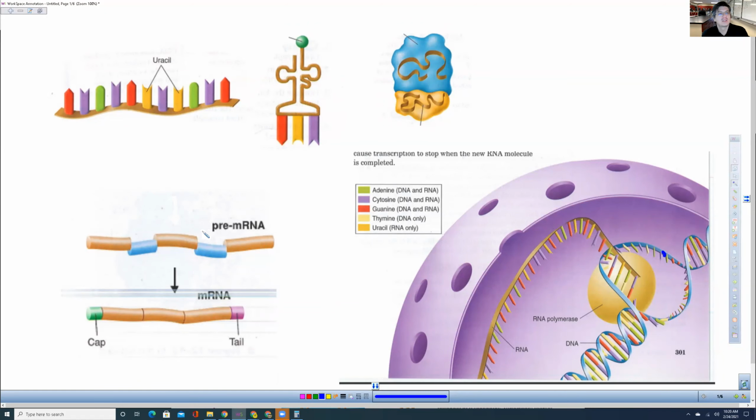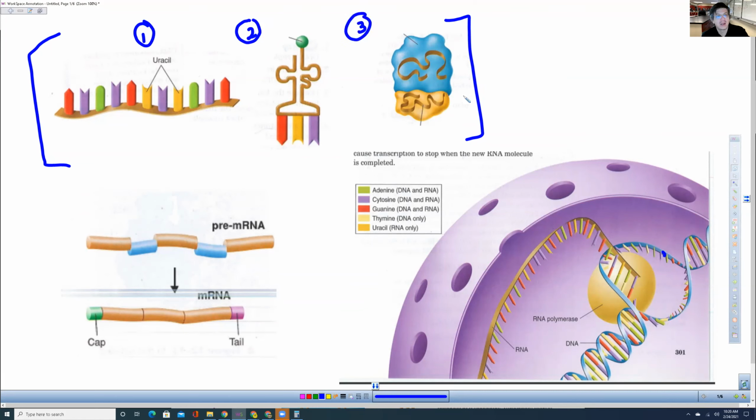Okay, so let's go ahead and review what we talked about yesterday with respect to RNA. Here are the 4 characters in our story. Characters 1, 2, and 3. All 3 characters, what do they have in common? They're all RNAs. Very good. They're all RNA molecules, okay?